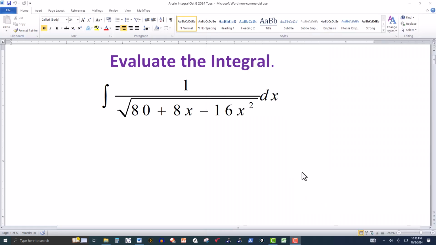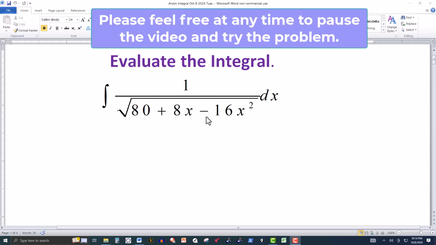In this video, we want to evaluate the integral of 1 over the square root of 80 plus 8x minus 16x squared. We don't have an obvious U-substitution here, but this looks like an integral we've done before, similar ones, maybe even the last video we did.